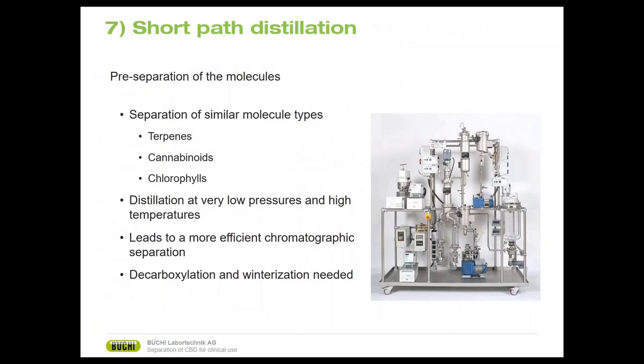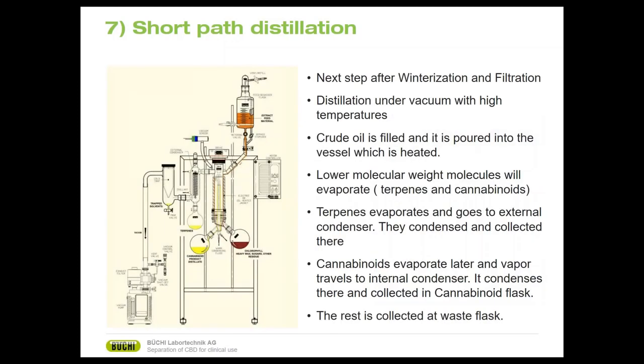So, short path distillation. It is a very important step to remove the remaining undesired materials from the oil. Not only short path, but also thin film, wiped film, and falling film evaporation can be used. Prior to this step, decarboxylation and winterization are very essential. Short path distillation works at very low pressure and high temperature to remove the terpenes, cannabinoids, and chlorophylls, which leads to more efficient chromatographic separation. So to give you a little bit more detail about short path distillation, this picture is of falling film evaporation. So let's discuss how it works.